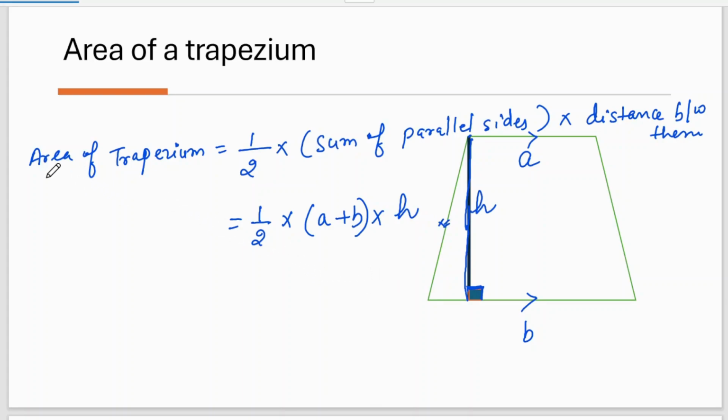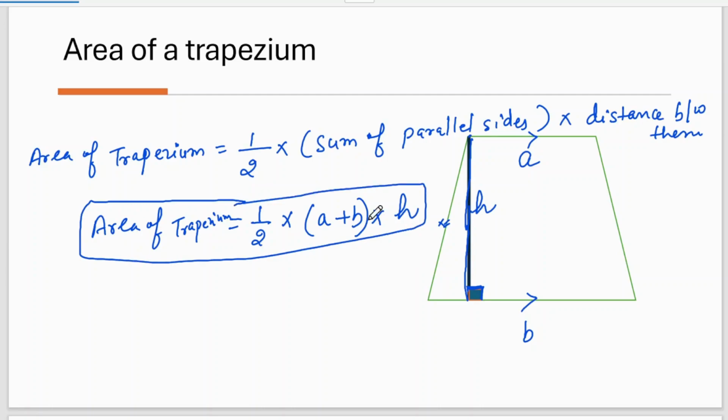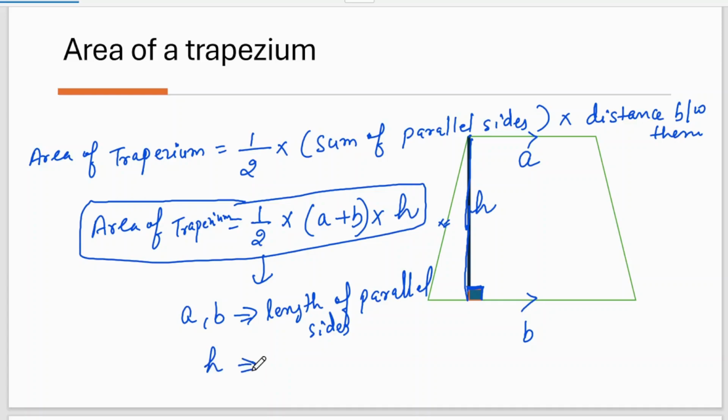So finally we can write the area of the trapezium equal to half into A plus B into H, where A and B are the lengths of the parallel sides, and H is the height of the trapezium.